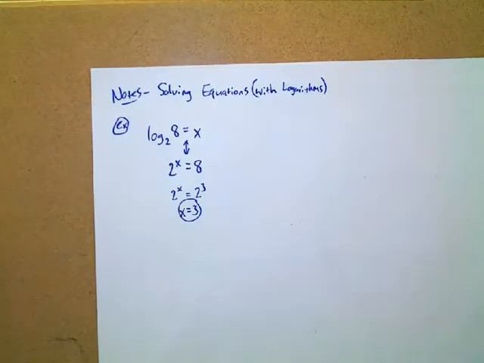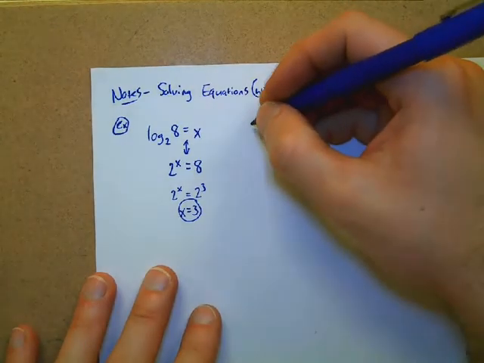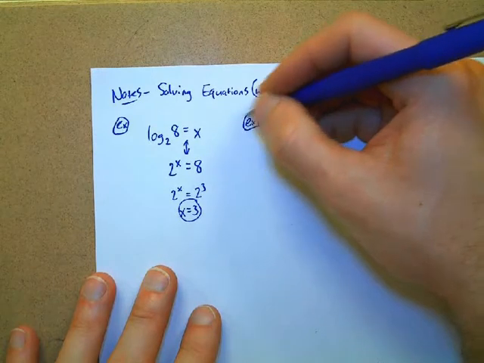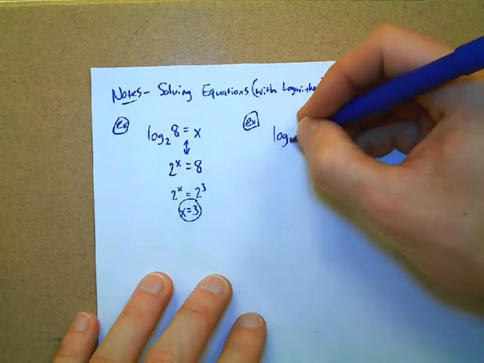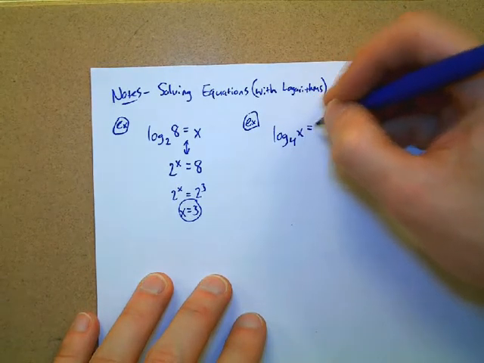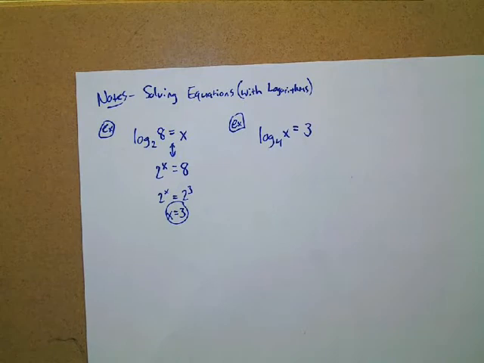We can do other sorts of logarithmic equations. For example, we could have something like log base 4 of x equals 3. We can also solve this too. And again, we would solve it using that equivalent exponential form.